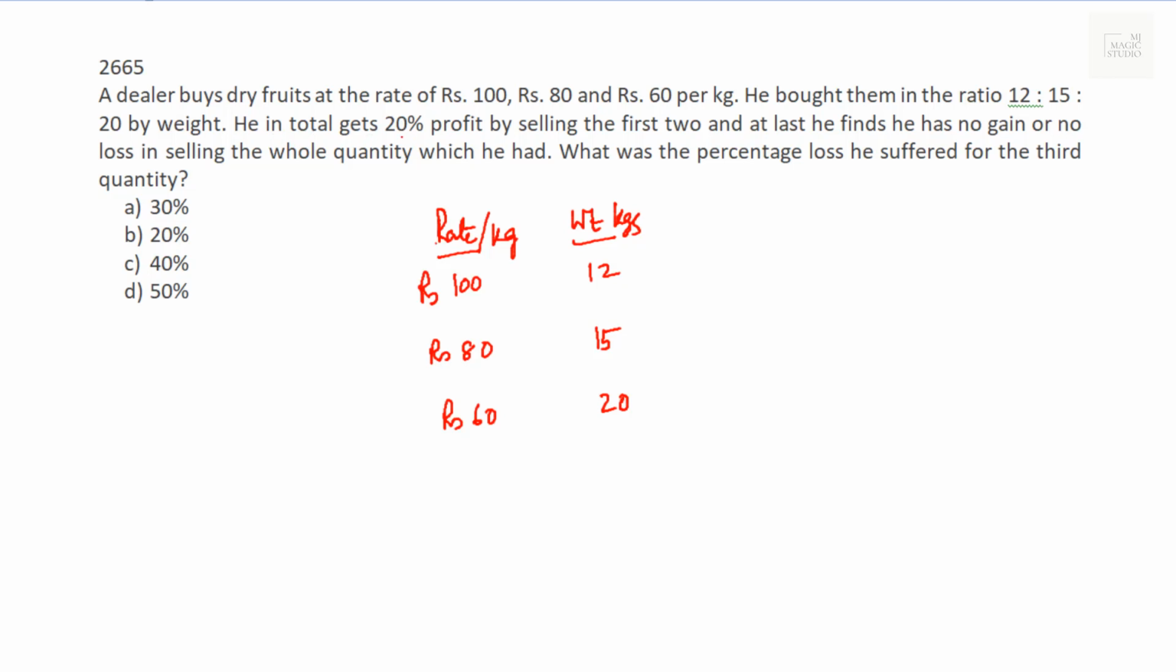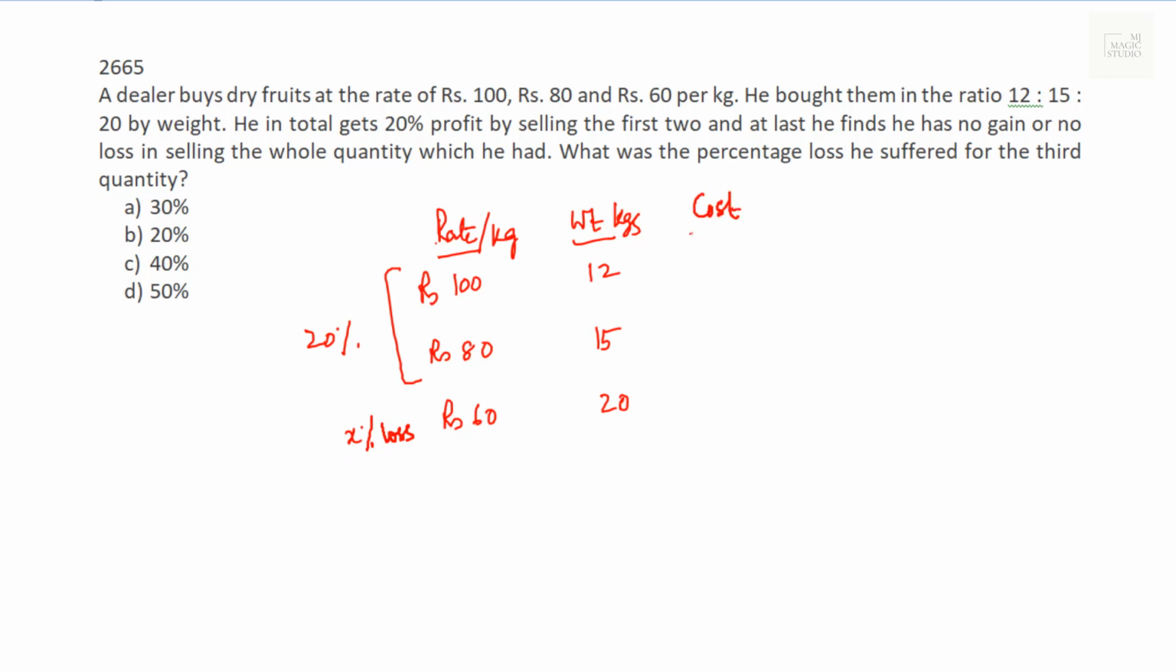He in total gets 20% profit by selling the first two. From here he will get 20% profit, and at last he finds he has no gain or no loss in selling the whole quantity which he had. That means if he is getting 20% profit from these two, from the third one he is getting x% loss. And as far as amount goes, 20% from the first two lots is equal to x% of the third lot.